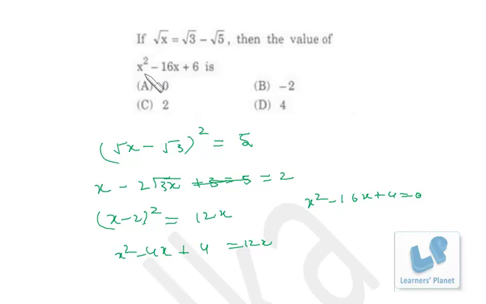But we are asked the value of x square minus 16x plus 6. So I add 2 to this side and to this side. So x square minus 16x plus 6 is nothing but 2. Pretty simple. Can be done in less than a minute.